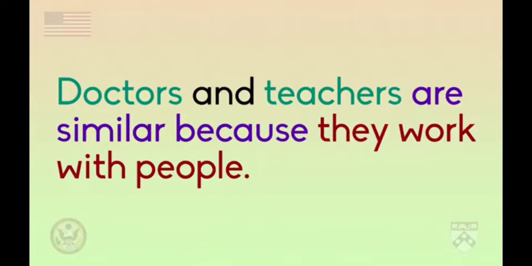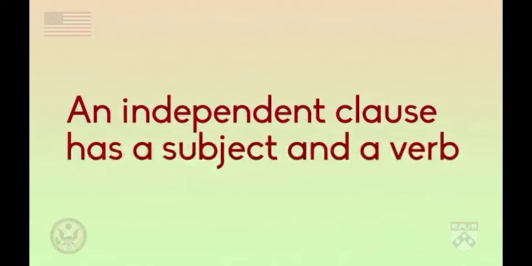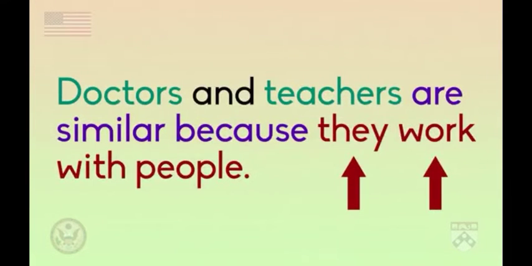The two nouns being compared are doctors and teachers in green. Then you see the phrase are similar because in purple, followed by the independent clause, they work with people. An independent clause is a complete sentence that has a subject and a verb. In this example, the independent clause has a subject, they, and a verb, work.